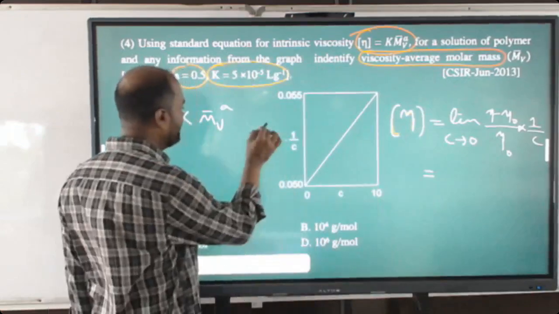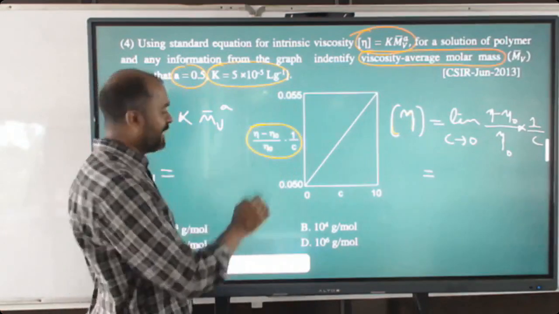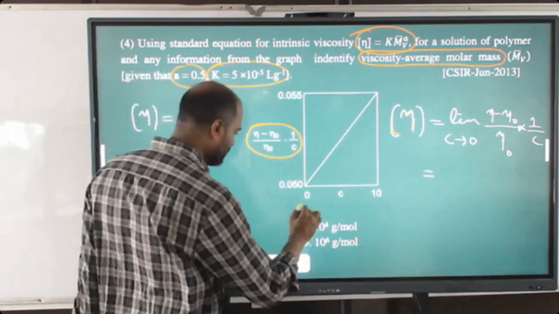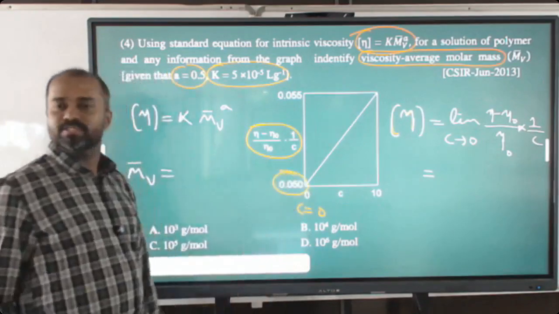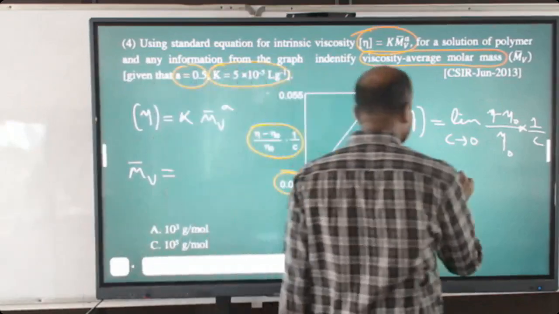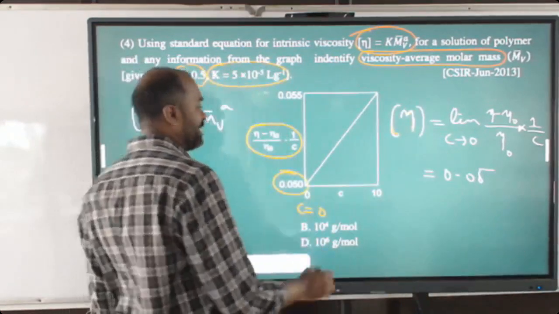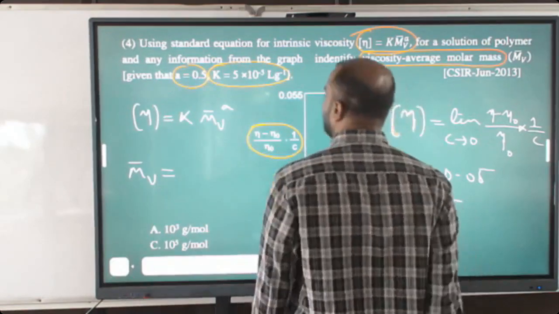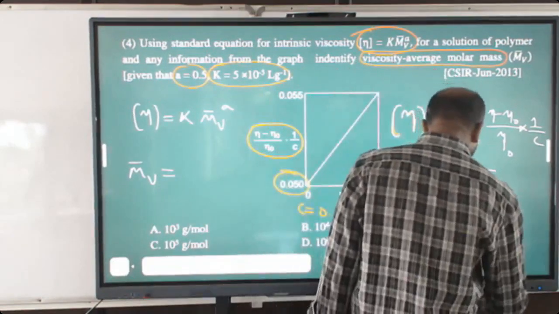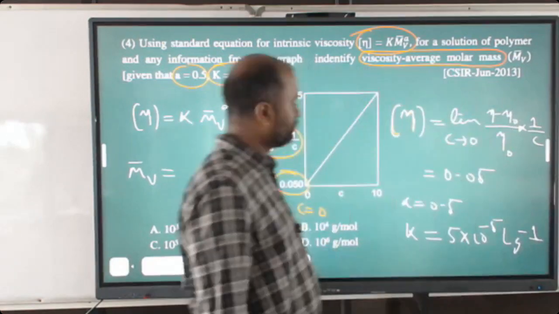So the value of eta minus eta 0 divided by eta 0 into 1 by c, when concentration c is equal to 0, is 0.05. The value of eta is 0.05. We got the eta value, and the A value is given. A is given to be 0.5. K is equal to 5 into 10 raised to minus 5 liter per gram.